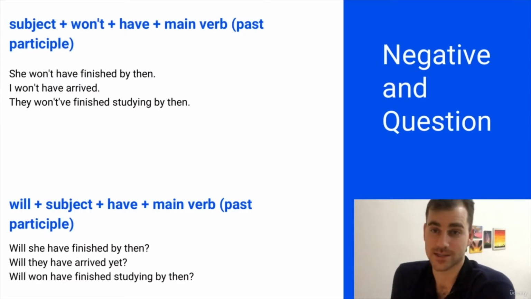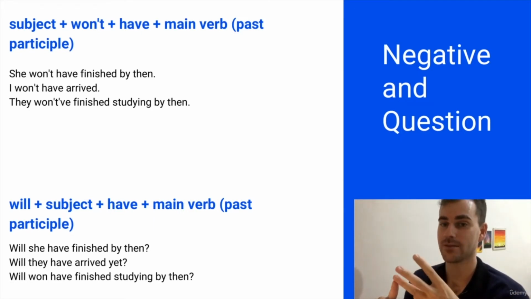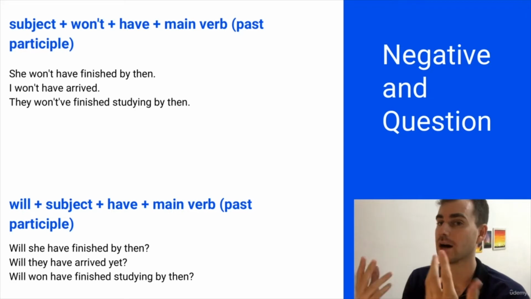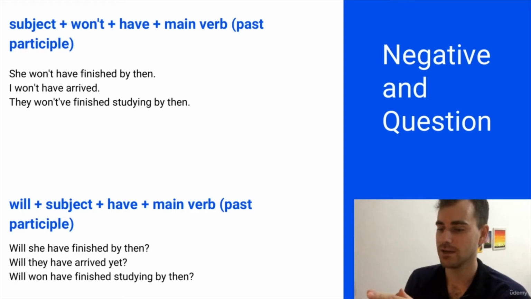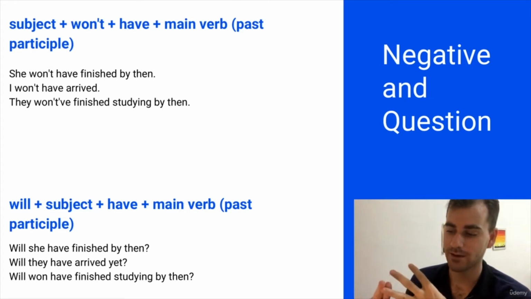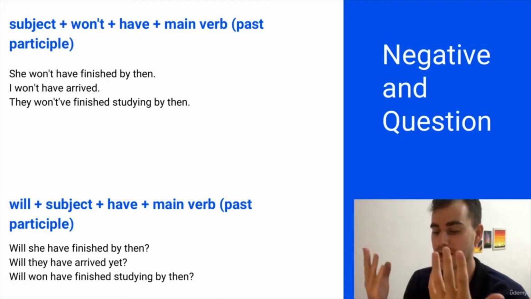For negative sentences in the future perfect, we'd use this structure. Subject, won't, have, and then the main verb in the past participle. She won't have finished by then. I won't have arrived. They won't have finished studying by then. For question sentences, we can use will, subject, have, plus main verb in the past participle. Will she have finished by then? Will they have arrived yet?